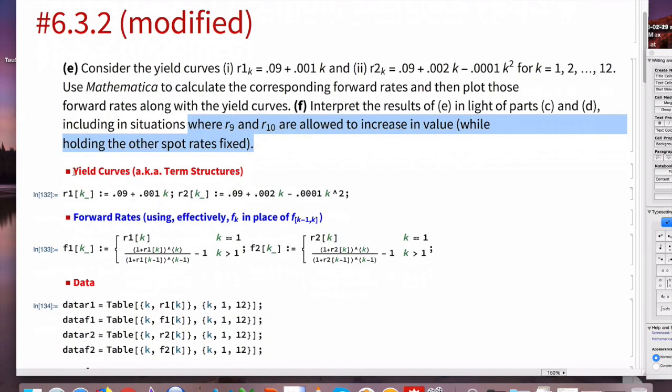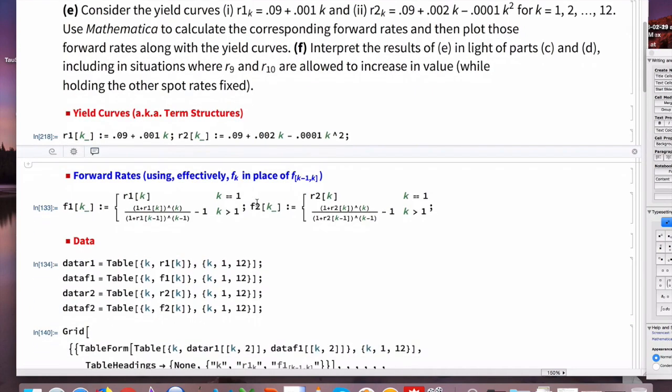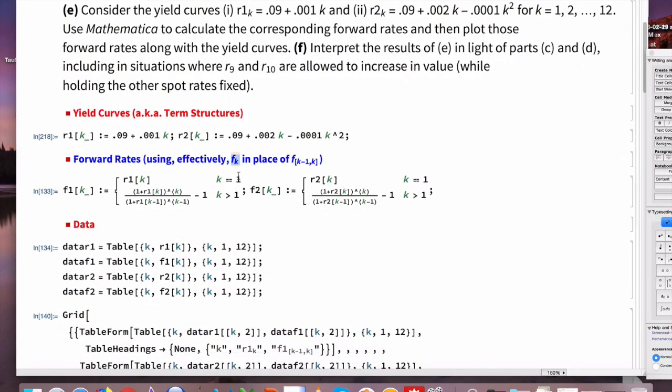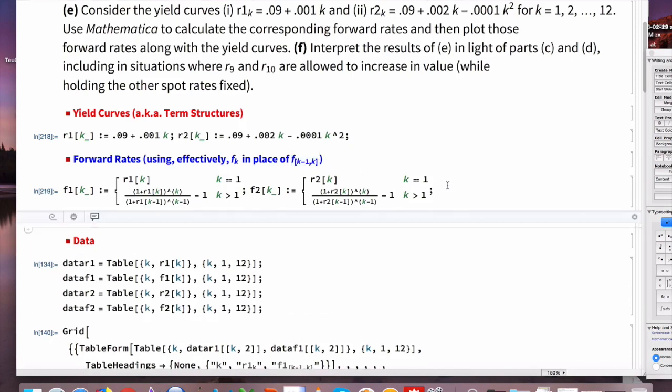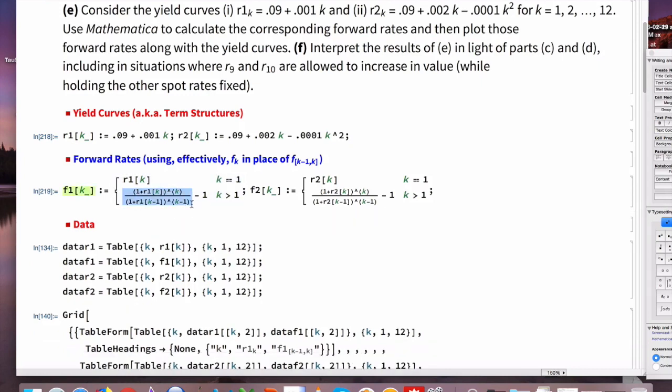So here are the yield curves themselves. This is code that will enter these functions into Mathematica, and here are the corresponding forward rates. Effectively, I'm using a shorthand notation f sub k in place of f sub the interval from k minus 1 to k. This is the forward rate in effect for that time interval. Anyway, these are piecewise functions. You could recognize the formula for the forward rate in general here, although in the situation where k is 1, you've got to make sure it's the same as r1.